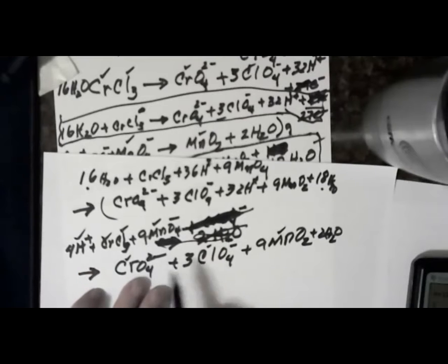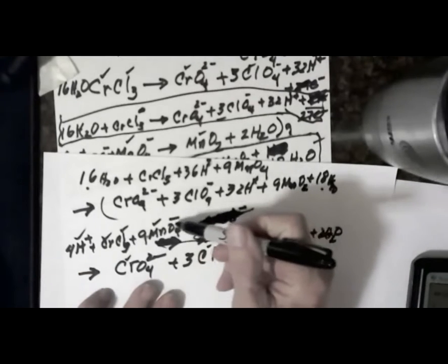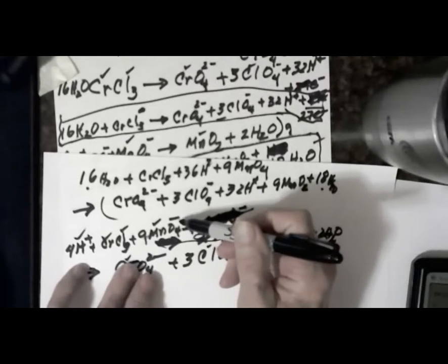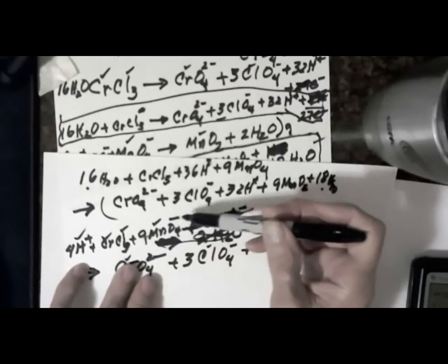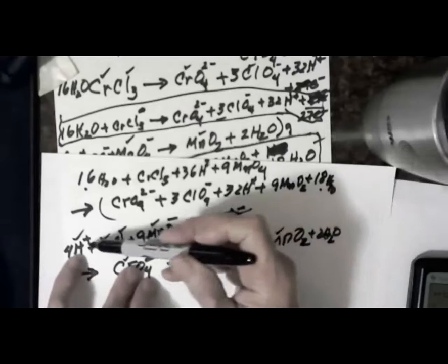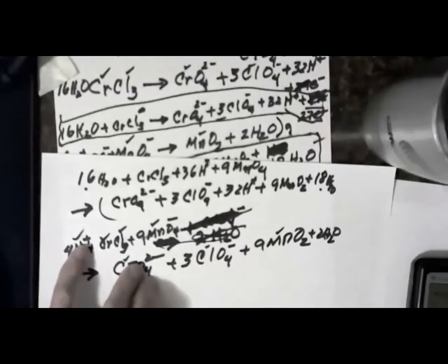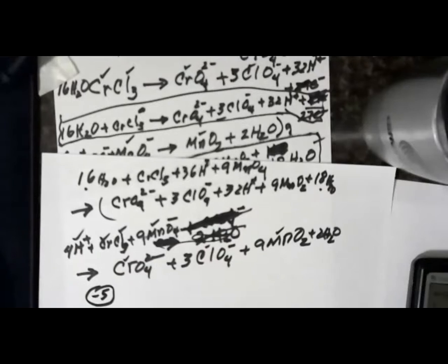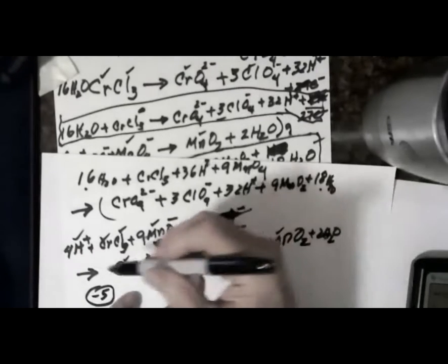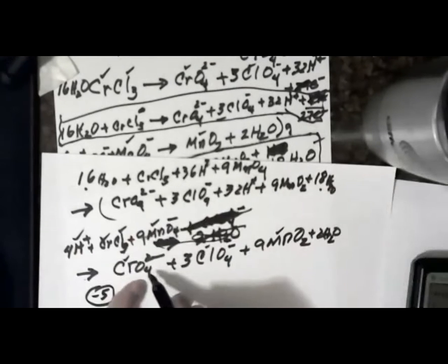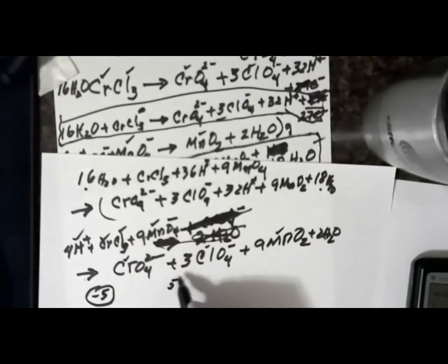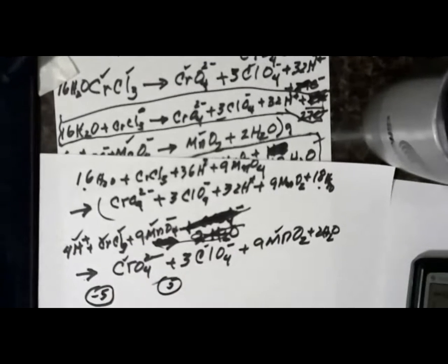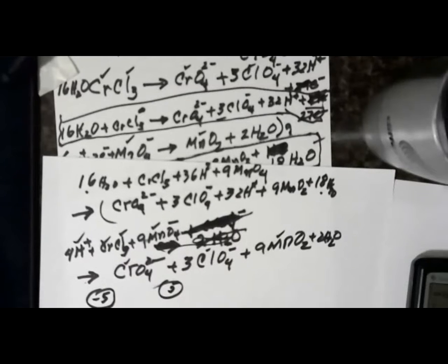I need to check the charge. So I've got a net charge on the left-hand side of this. I've got 9 MnO4 minuses and 4 positives. So I've got 5 minus on the reactant side, and I've got 2 minus and 3 minus is 5 minus. Okay, I'm confident this equation now balances in acidic solution.